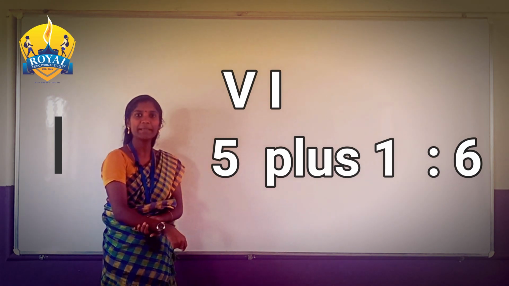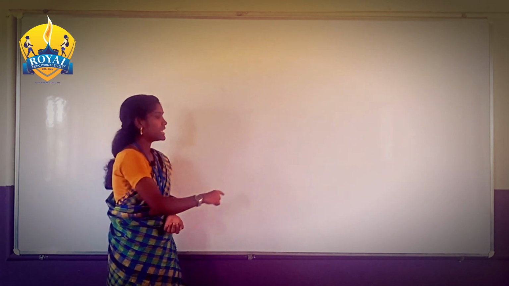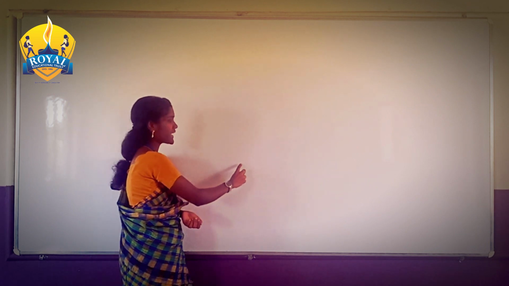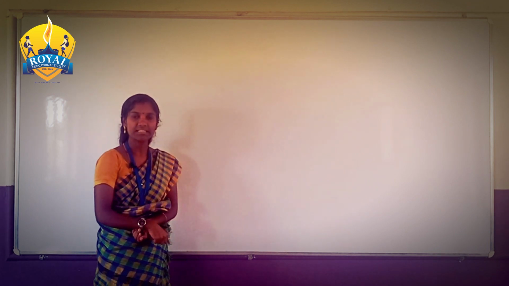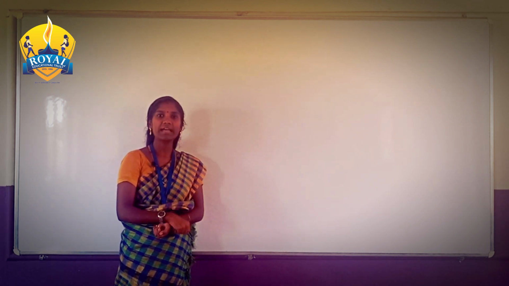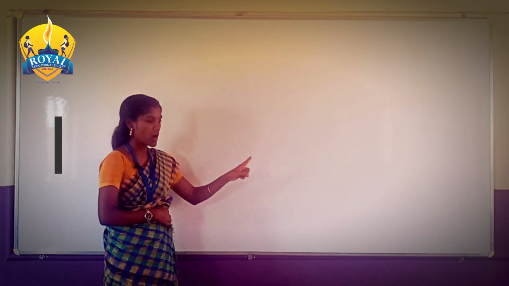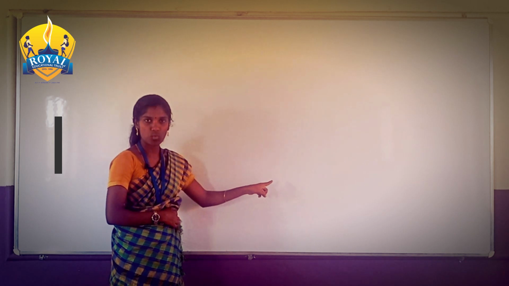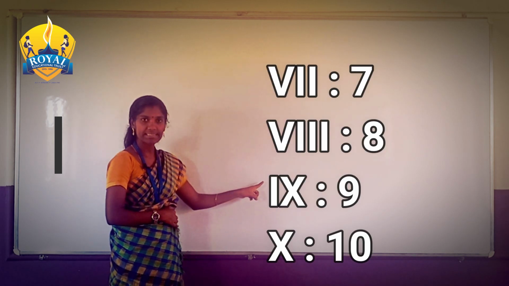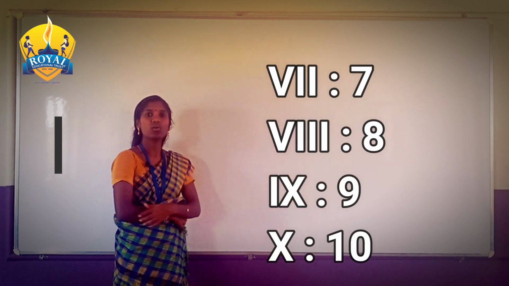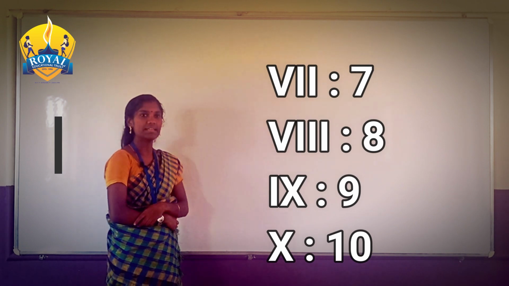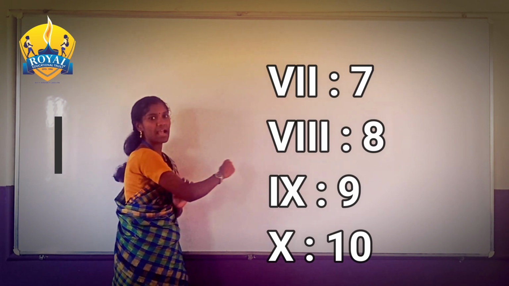Like this, similarly, 7, 8. The letter for 7 is VII. So, 5 plus I for 1 plus I for 1. So 5 plus 1 is 6, 6 plus 1 is 7. So the letter for 7 is VII.